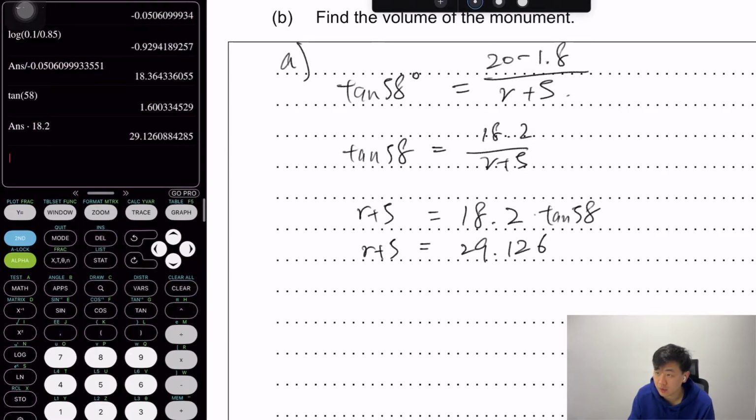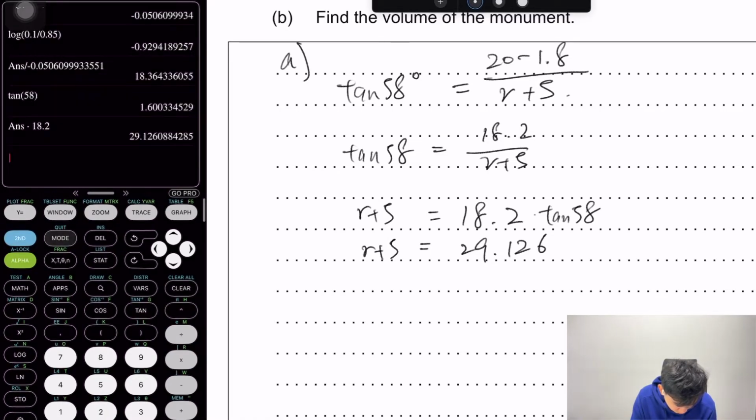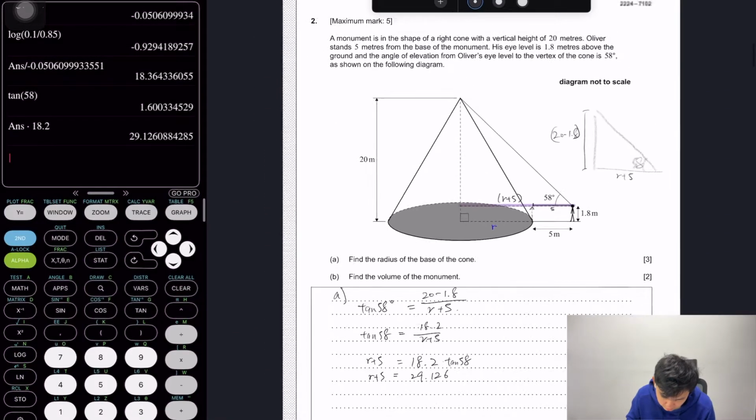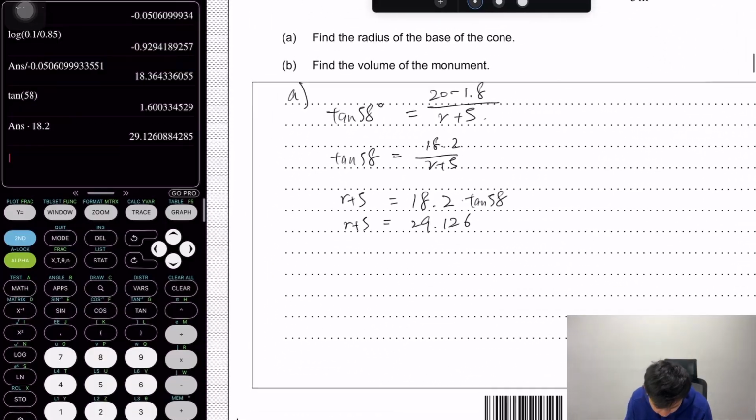Then we have to minus the 5. Hey, did I calculate anything wrong? Tangent 58, did it change to degree mode? Yes, I am. Tangent 58 degrees? Yes.